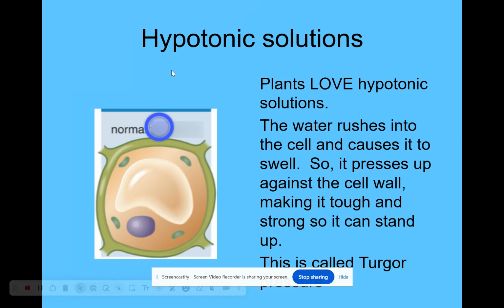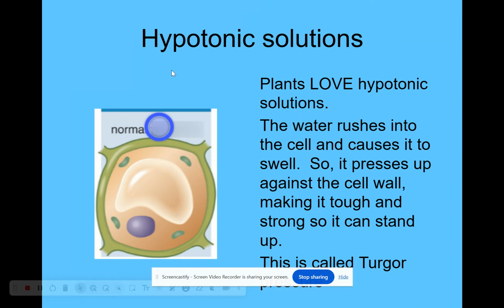Plant cells love hypotonic solutions. Plant cells love to be swollen because this is how they stand up. Okay? So the water will rush into the cell and cause it to swell. So it's going to press up against the cell wall like you can see here. So it's like a water balloon that keeps getting bigger and bigger and bigger, but it can't pop. And that's what gives the plant strength. So this is what we call turgor pressure. This allows the cell to swell, and so the cell stands up.